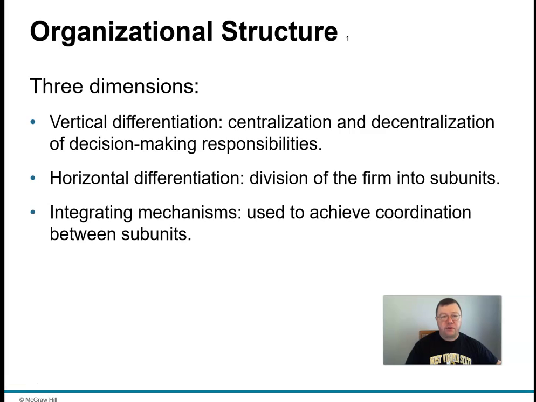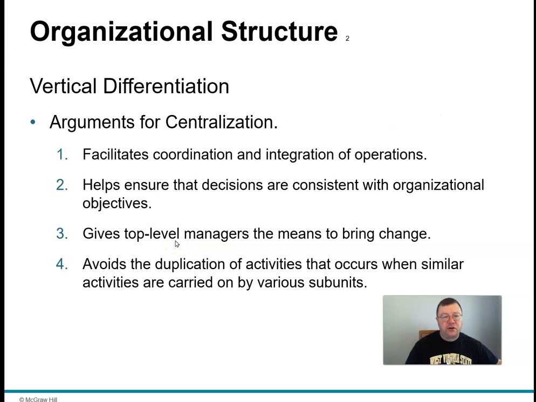Next thing we're going to talk about is organizational structure. We've got three dimensions: vertical, horizontal, and integrating. First, vertical. Centralization. There's some good things about having centralization and control, and there's some bad things about having centralization and control. And, in my experience, organizations tend to often miss that mark. I mean, it's difficult to maintain a balance between having centralization and being overly bureaucratic.